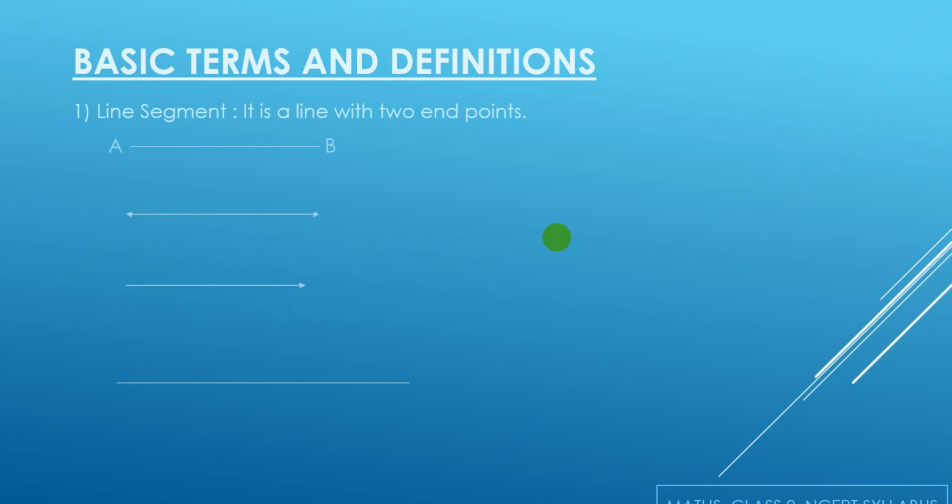First, a line segment. Now what is a line segment? It is a line or a straight path which has two endpoints. As you can see in this line, A and B, it doesn't show any arrows, so it has a starting point A and an ending point B.